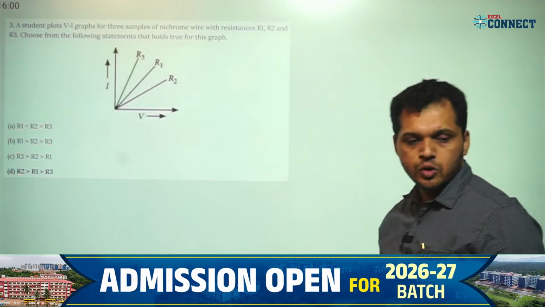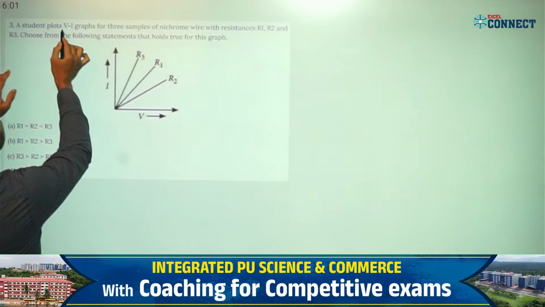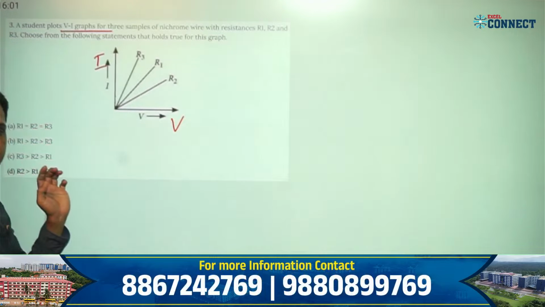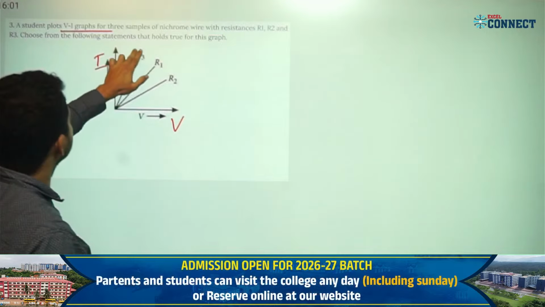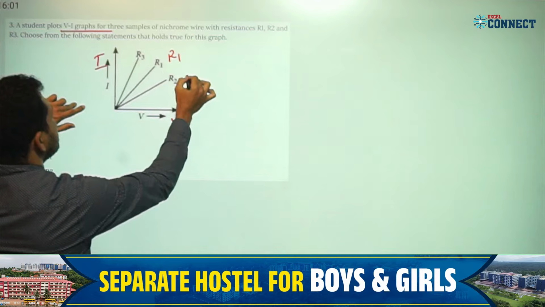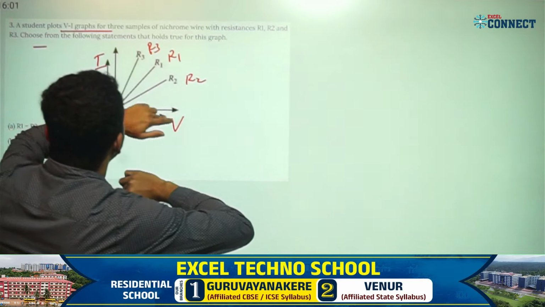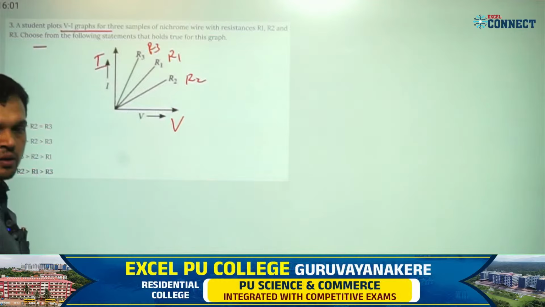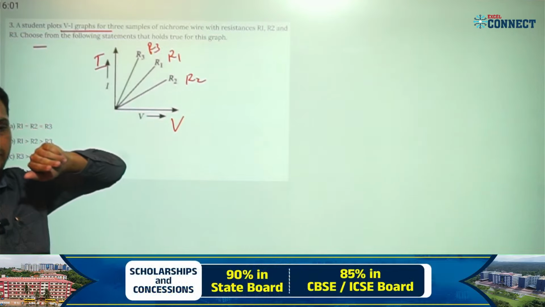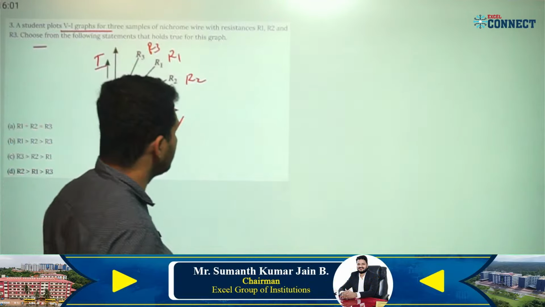Next, one more question here. A very simple question. A student plots VI graphs. This is current here and voltage along the x-axis. Voltage and current graph is given for a sample of nichrome. Resistances R1, R2, R3 are given. Choose which statement holds the correct option, that is, which one is higher, that we have to identify. What is the slope of this VI graph, students?